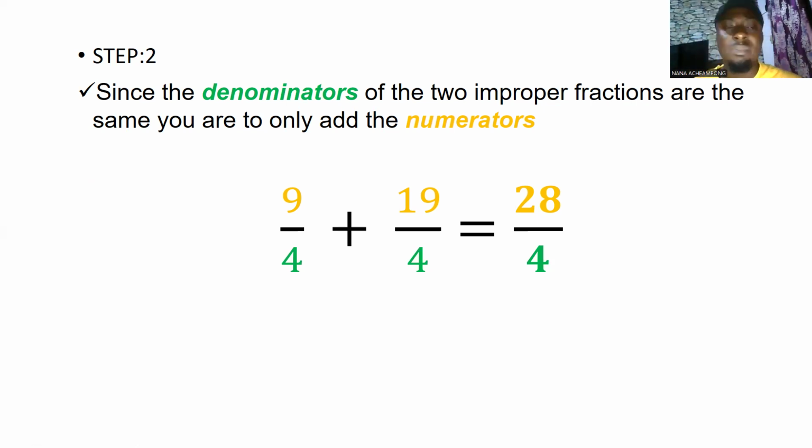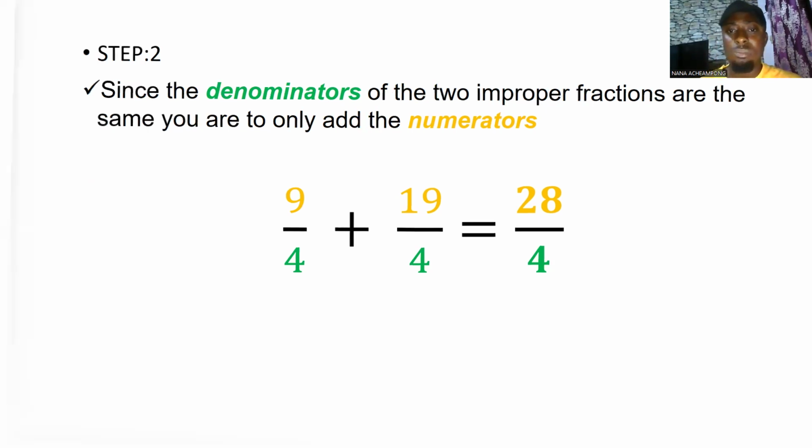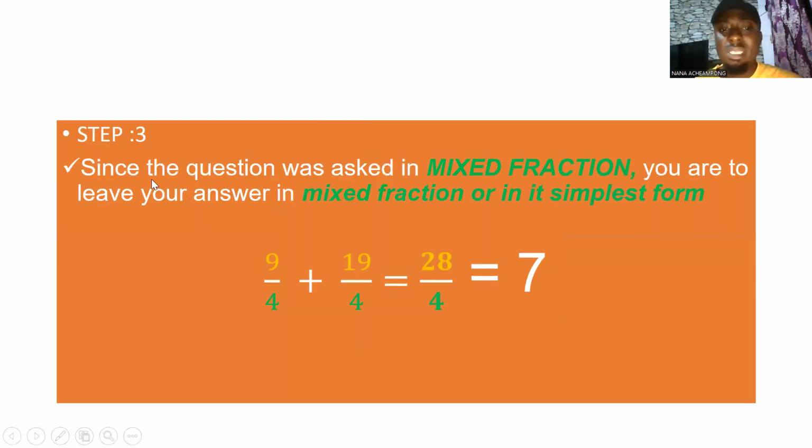Why? Let's move to step 3 and look at why we can't leave our answer in this form. Step 3 says: since the question was asked in mixed fractions, you are to leave your answer in mixed fraction or in its simplest form. What do I mean by simplest form? You are to break it down to the lowest term. So 28/4, the 28 is too big. We have to break it down to its lowest form, or if possible, change it to a mixed fraction, since the question was given to you in mixed fractions.